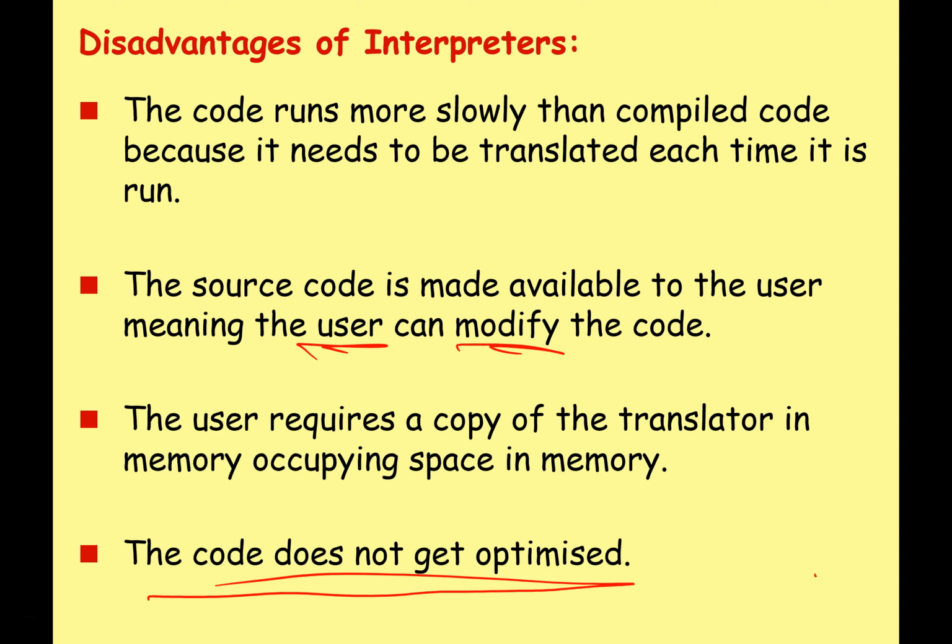One of the things a compiler does is, well, hopefully a good compiler will optimize the code and make it run a little bit faster. Because the interpreter does it line by line, it doesn't really have the same facilities to optimize code.